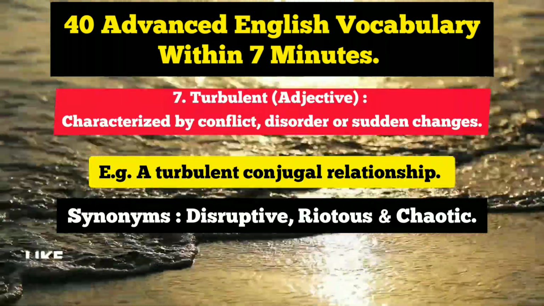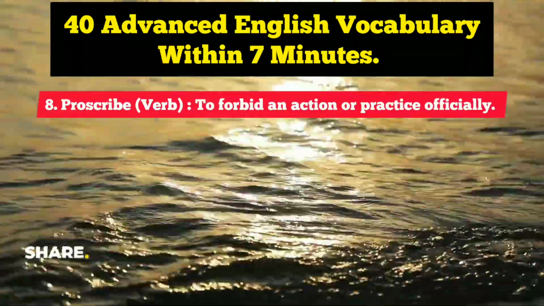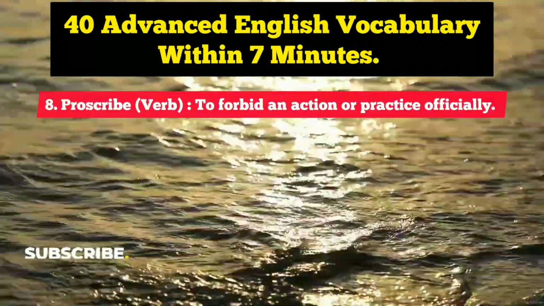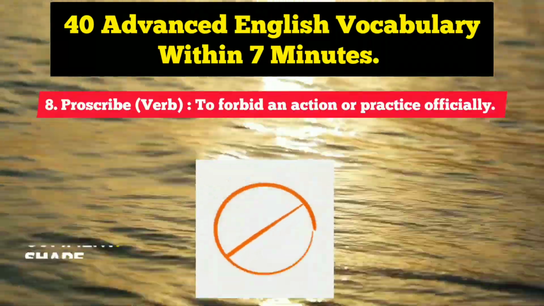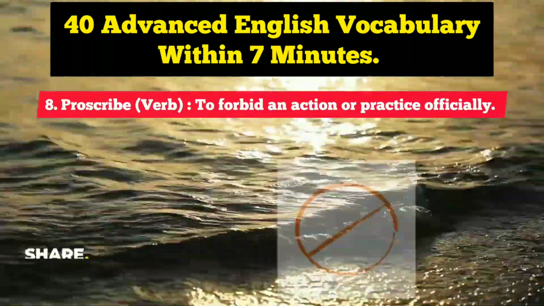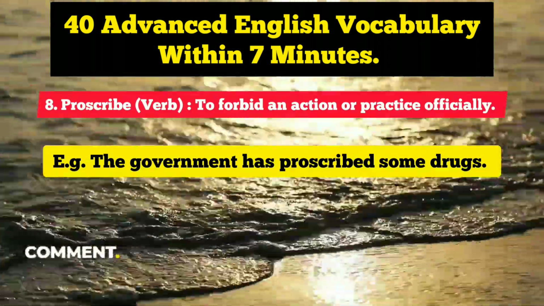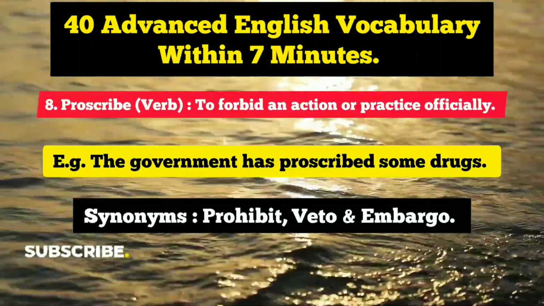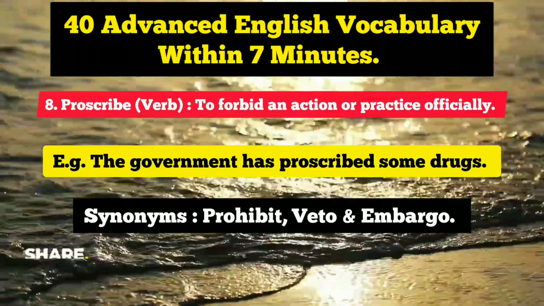So up next we will see the 8th advanced English vocabulary that is on your screen, that is proscribe. Proscribe is a verb. It means to forbid an action or practice officially. That means to ban a particular action or a practice officially is called proscribe. So let's see the example. The government has proscribed some drugs. That means they have banned some drugs officially. So we can use 3 synonyms. The first is prohibit, second is veto, and the third is embargo.